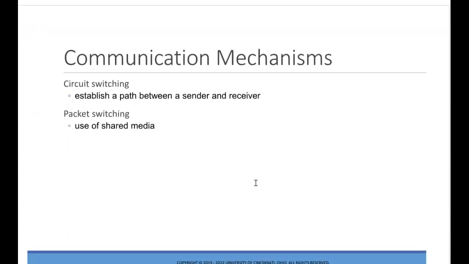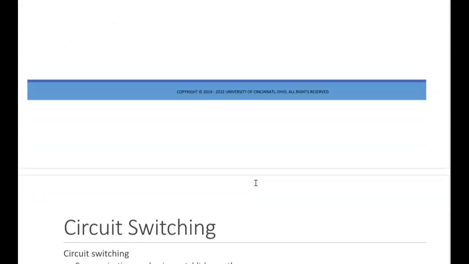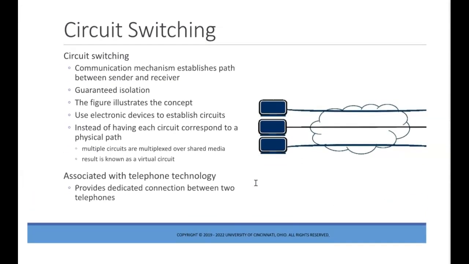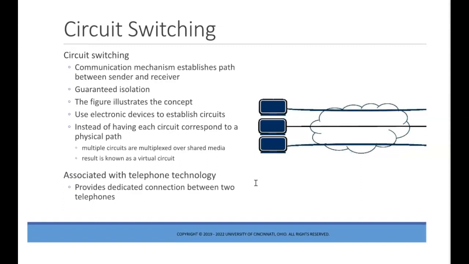There are basically two ways to direct a communication between communicating parties: circuit switching and packet switching. Let's talk about circuit switching. In circuit switching, communication mechanisms enable or establish a path between a sender and receiver with guaranteed isolation from paths used by communicating parties. Circuit switching networks use electronic devices to establish circuits.